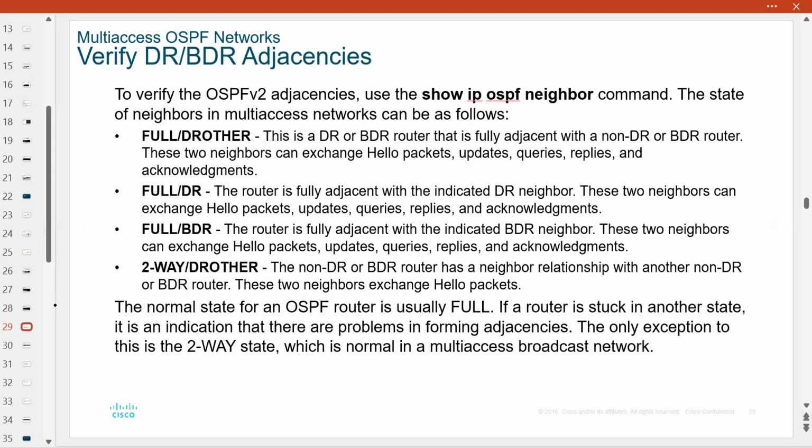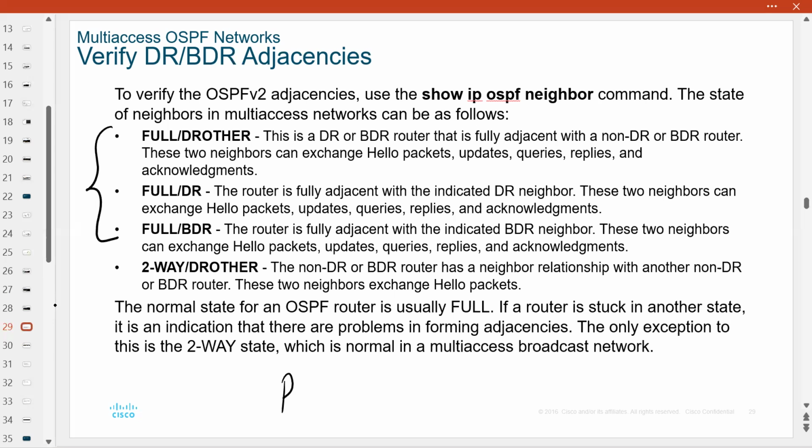Verifying adjacencies. Show IP OSPF neighbor. This is how we verify adjacencies, right? Neighbor. We have three ways to show adjacencies between two routers. One is a full DR other.